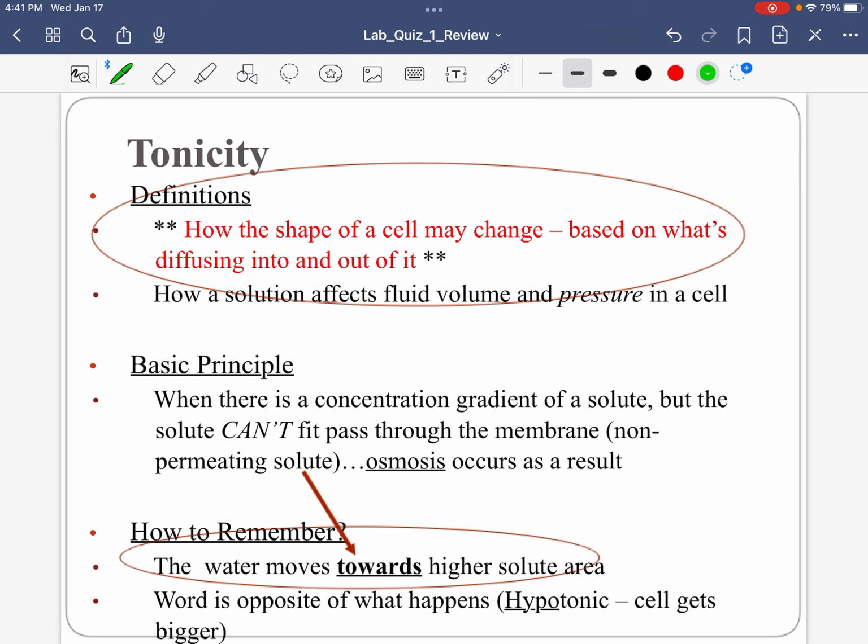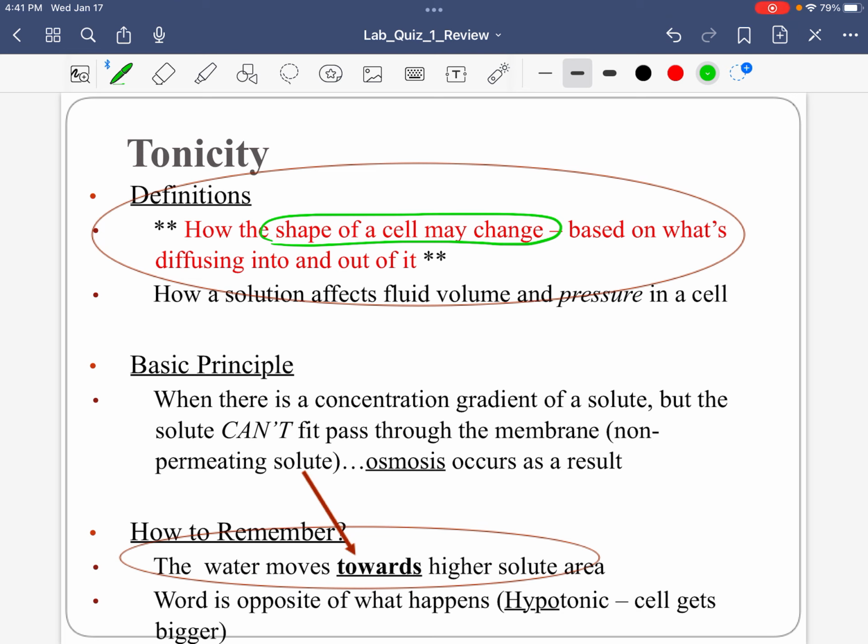Tonicity, it's really a characteristic, how the shape of a cell may change. Our examples of tonicity are going to be, sometimes a cell can get bigger if it takes on a lot of water. So another way of saying that is, sometimes if a lot of water diffuses into a cell, wouldn't that cell get bigger? It's really nothing earth-shattering. If all of a sudden a lot of water diffuses into a cell, that cell's going to probably get bigger.